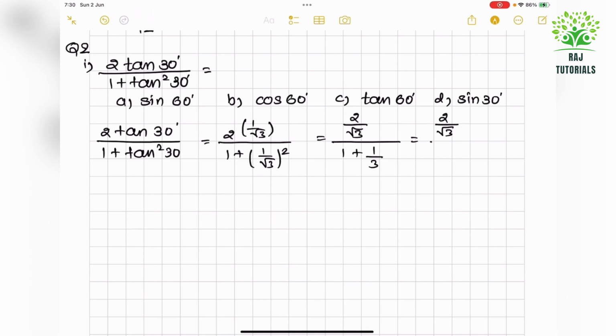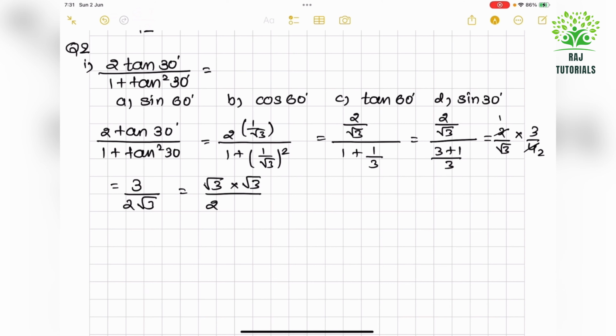So 2 by root 3 whole upon 3 plus 1 by 3. So that will be 2 by root 3 into 3 by 4. So 3 by 2 root 3. So if I write 3 as root 3 into root 3 upon 2 into root 3, so 1 root 3 gets cancelled. So this is coming to root 3 by 2, which is equal to sine 60 degree.